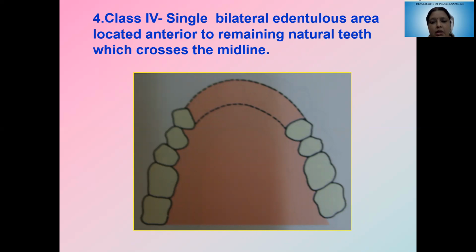For example, when 2 central incisors are missing. In this case, if you see, all the 4 incisors and 1 canine are missing. So this is a Kennedy's class 4.